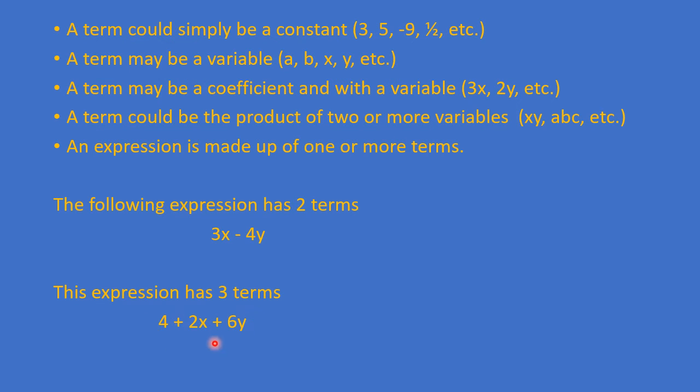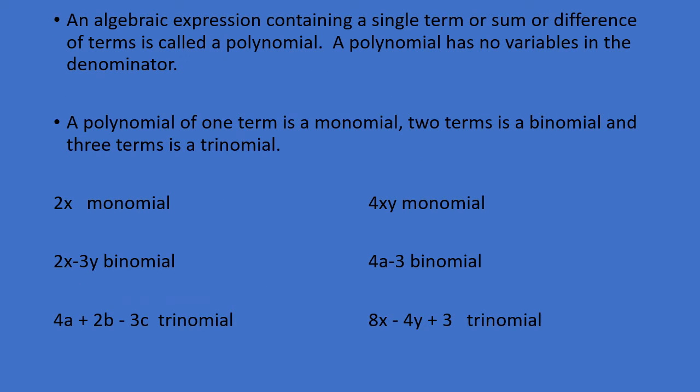And that would be an expression that has three terms. And later we'll learn how to simplify these and put these in the right order. An algebraic expression containing a single term or a sum or difference of terms is called a polynomial. You'll hear that word a lot, polynomial. A polynomial has no variables in the denominator. So we'll have fractions later on, and you'll see that there's no variable in the denominator of a polynomial.